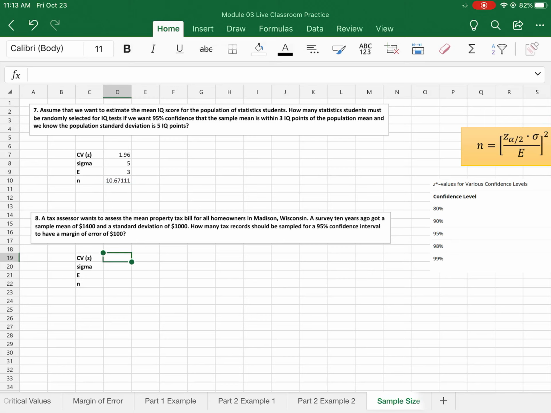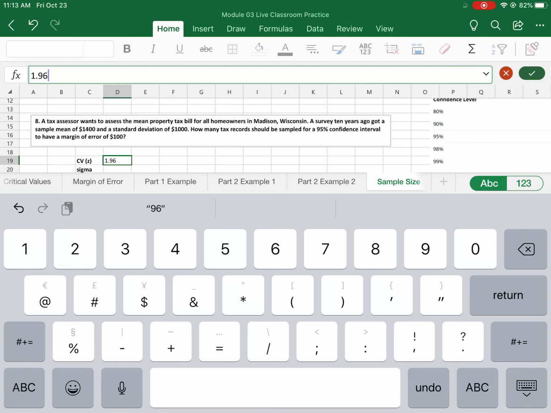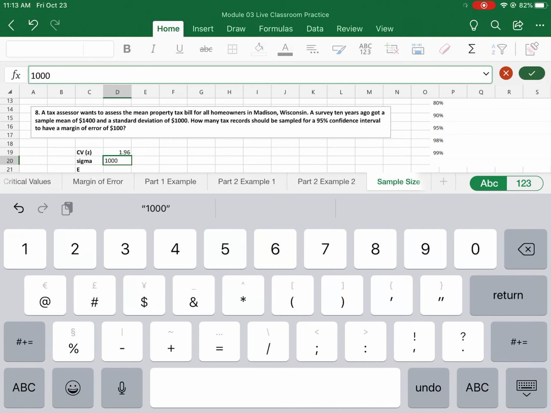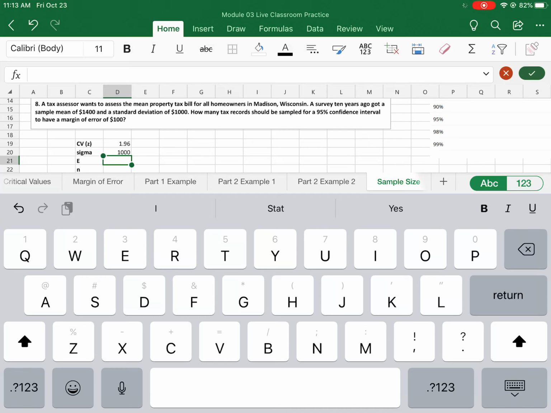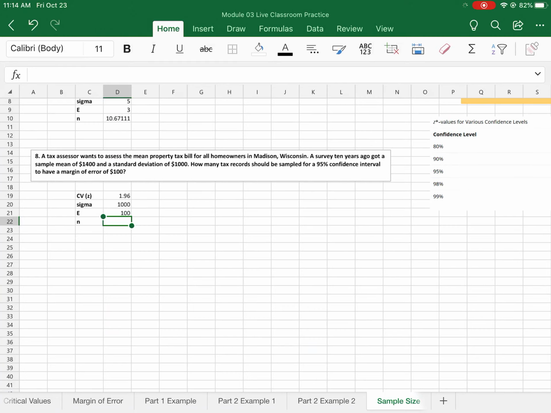Okay, so let's think what we can fill in. So it's 95% confidence interval. Again, you go reference a chart, but we did have a 95% confidence interval for the last example, so I can just look at that and know that that is 1.96. Okay, my sigma in this case, so what is my standard deviation? My standard deviation is 1,000. Okay, my margin of error, so they want us to have a margin of error of 100. Okay, and now I can find how many I need. So how many tax records should I collect?